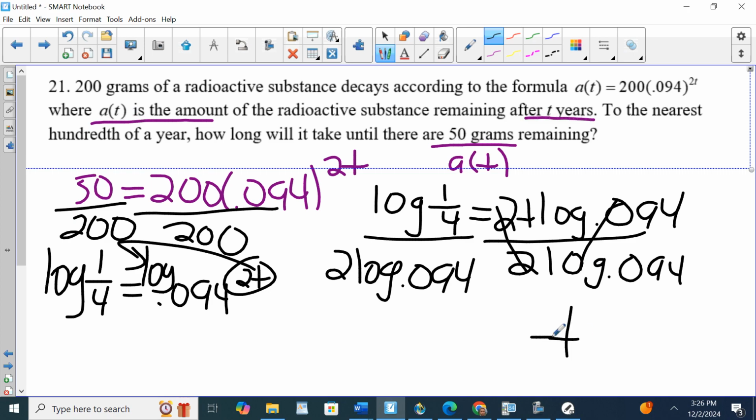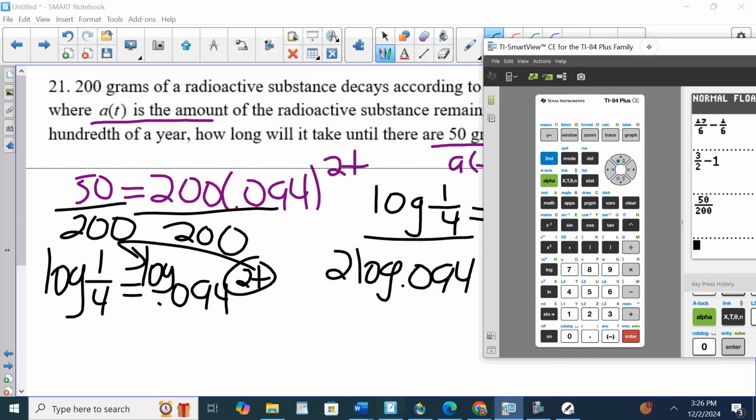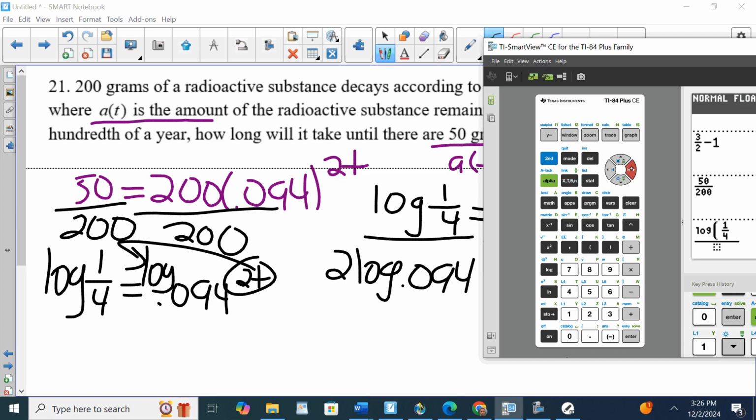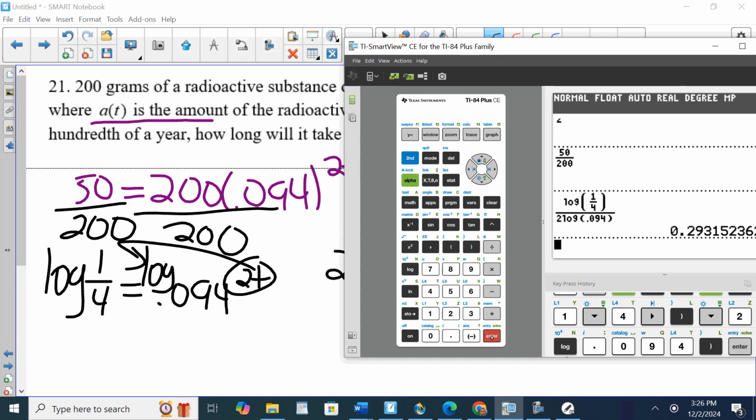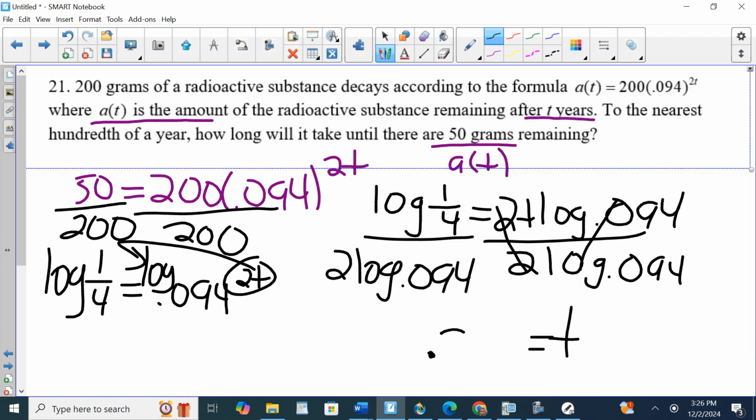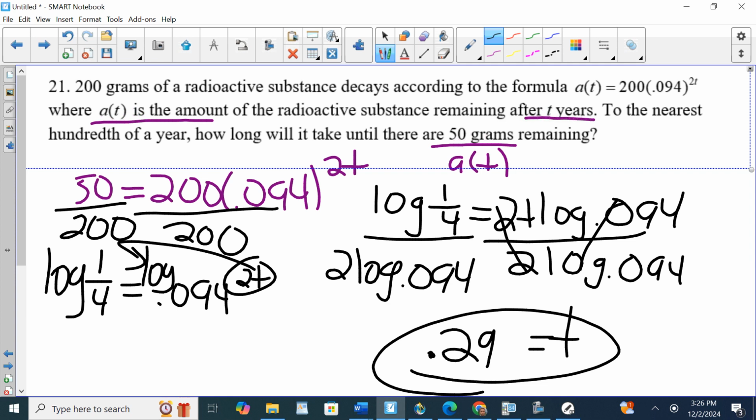I type that into the calculator carefully. There we go. Log of 1/4 over 2 log 0.094. It says to the nearest hundredth, that would be 0.29. To solve an exponential equation, we isolate by dividing, and then we take the log of both sides. The exponent comes to the front.